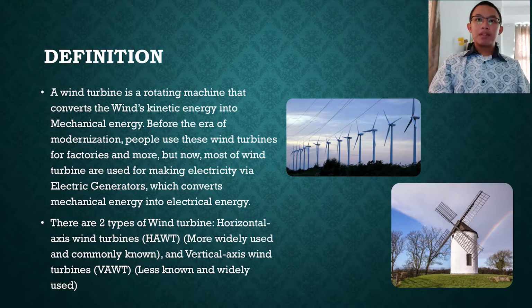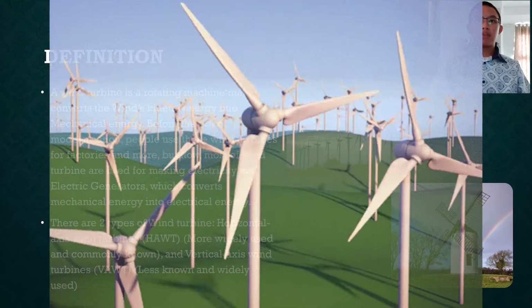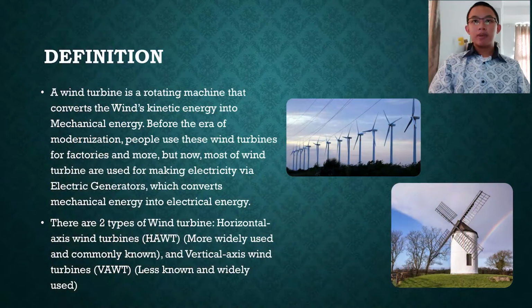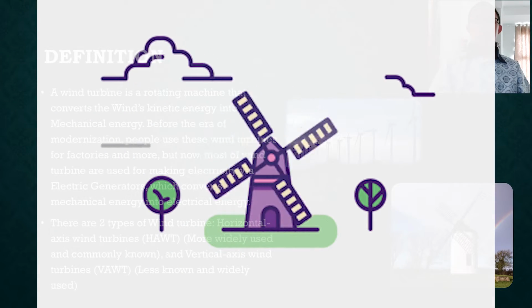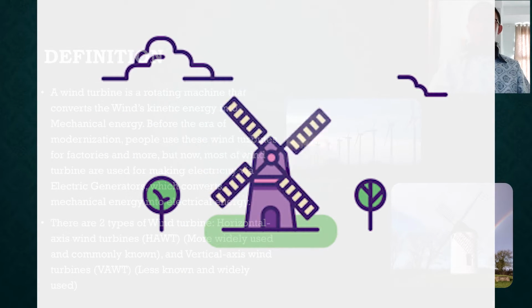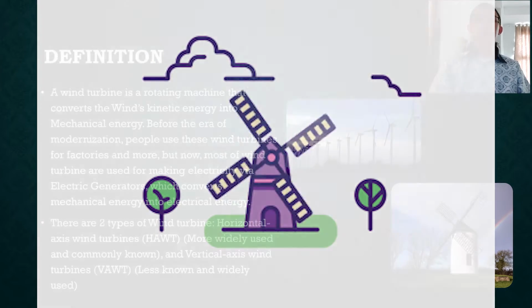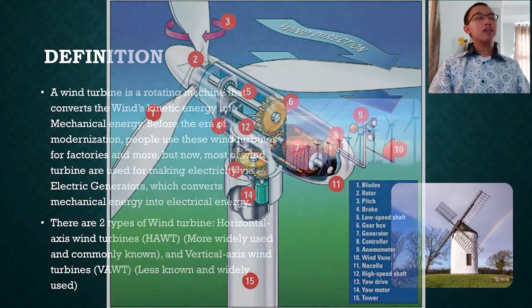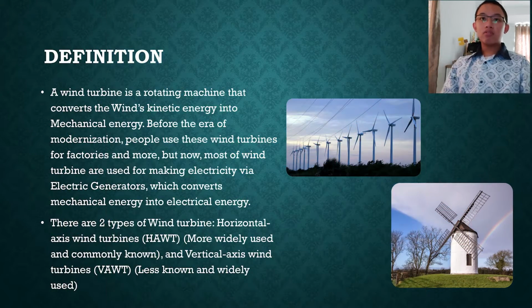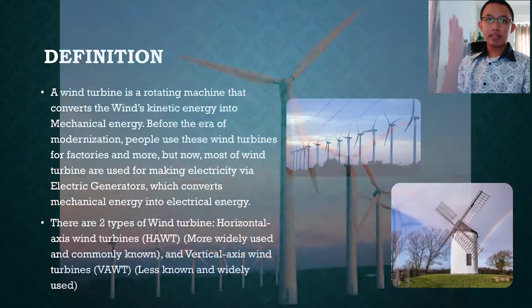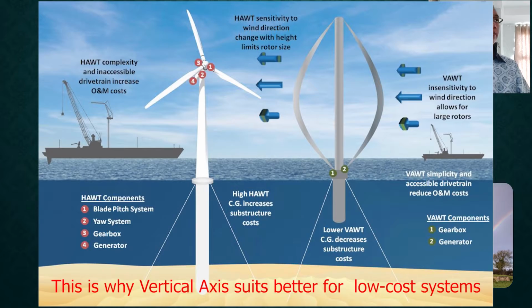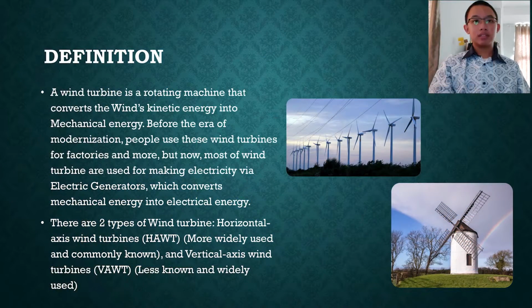The definition: a wind turbine is a rotating machine that converts the wind's kinetic energy into mechanical energy. Before the era of modernization, people used wind turbines for factories and more. But now, most wind turbines are used for making electricity via electric generators, which convert mechanical energy into electrical energy, which could be used for industrial applications. There are two types of wind turbine: the horizontal axis and the vertical axis, where the horizontal is more widely used and known, while the vertical axis is quite rare and not that well known by a lot of us.